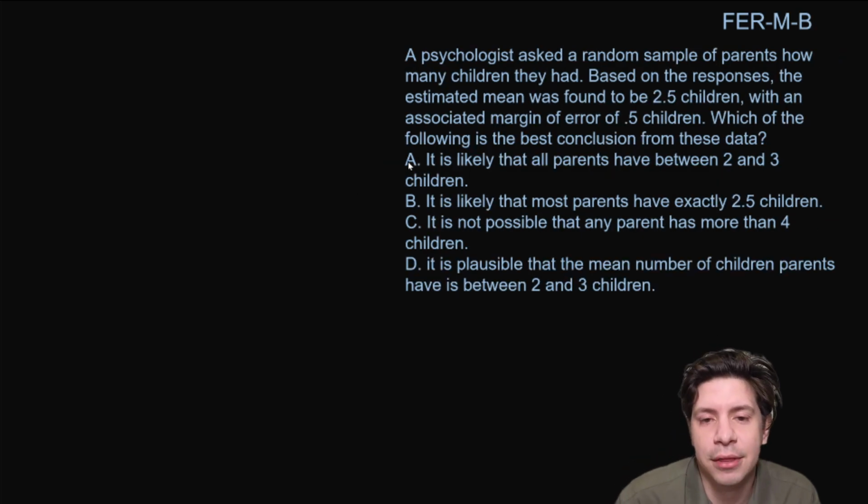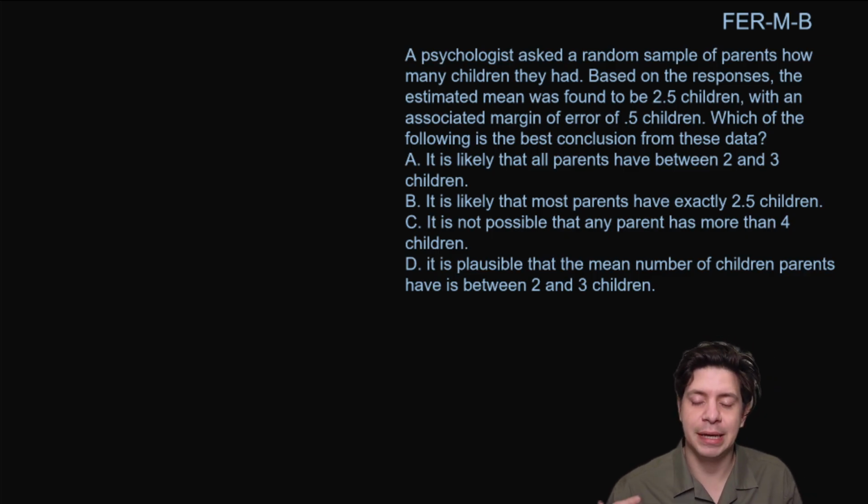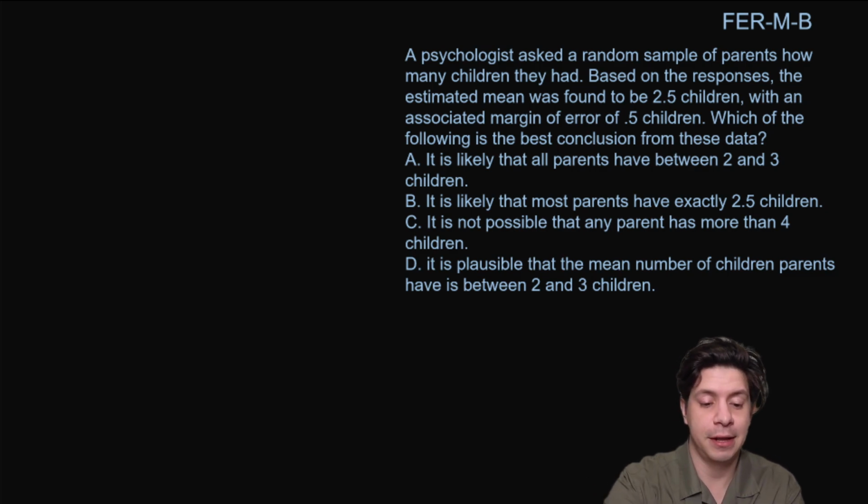And now we have another one here. A psychologist asked a random sample of parents how many children they had. Based on the responses, the estimated mean was found to be 2.5 children with an associated margin of error of 0.5 children. Which of the following is the best conclusion from these data? All right, so again, we have margin of error, and we're trying to make an inference from this value.